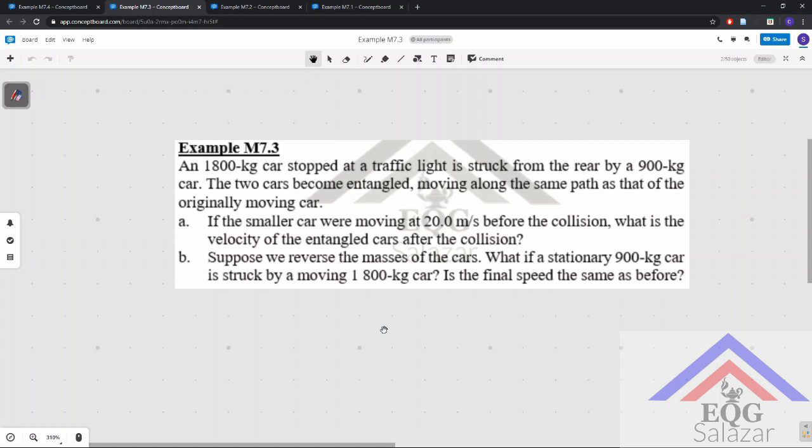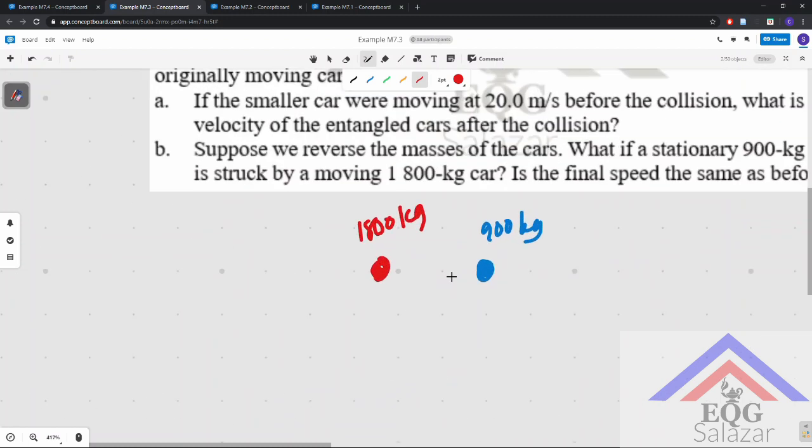Okay, so the best thing to do here is to visualize the car. So we will use particles for that for now. We have a red particle and a blue particle. Say this is the 1,800 kilogram car, and then this one is the 900 kilogram car. So it strikes the red particle from behind.